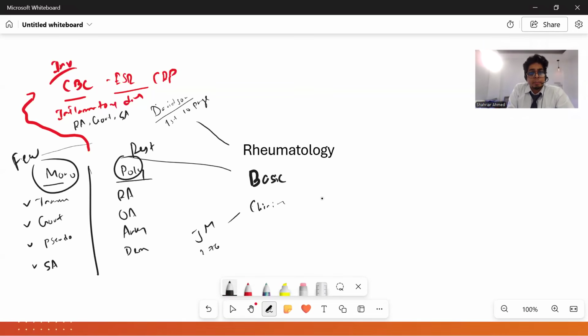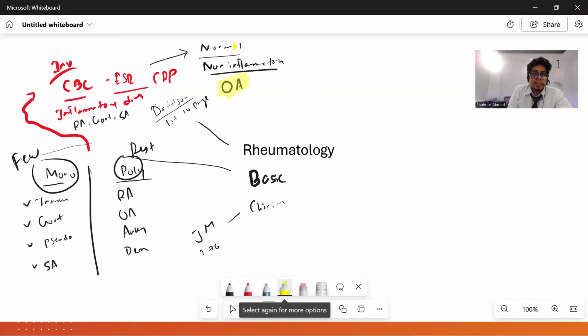Now, this brings us to the point: which one of them probably has a normal C-reactive protein? Even though it's a popular one, there can be a normal result, and that is what we often call non-inflammatory. So normal means what? It's non-inflammatory. That is a basic test actually. So non-inflammatory means osteoarthritis. Very important, one of the things.